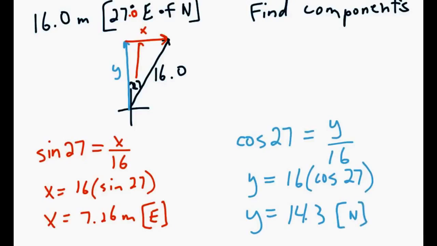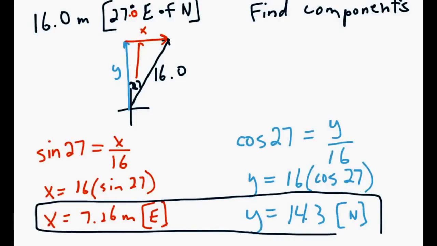And that's it. So when it asks for its two components, that's all you have to do, is do the sine and cosine for each, and make sure you got the east or west figured out and the north or south figured out. So let's do one more. We'll look at number 3.